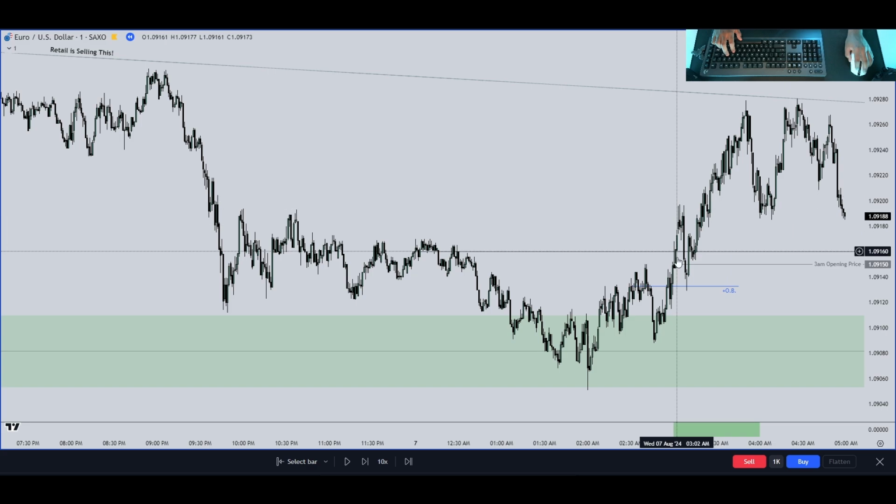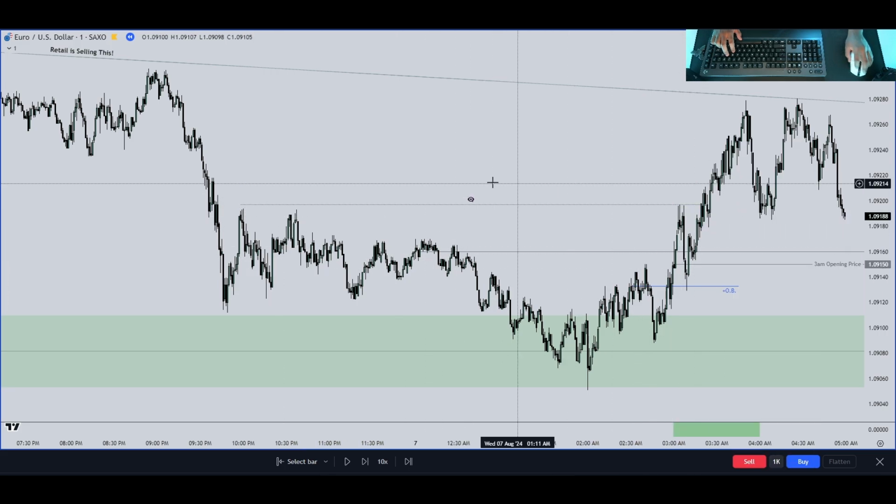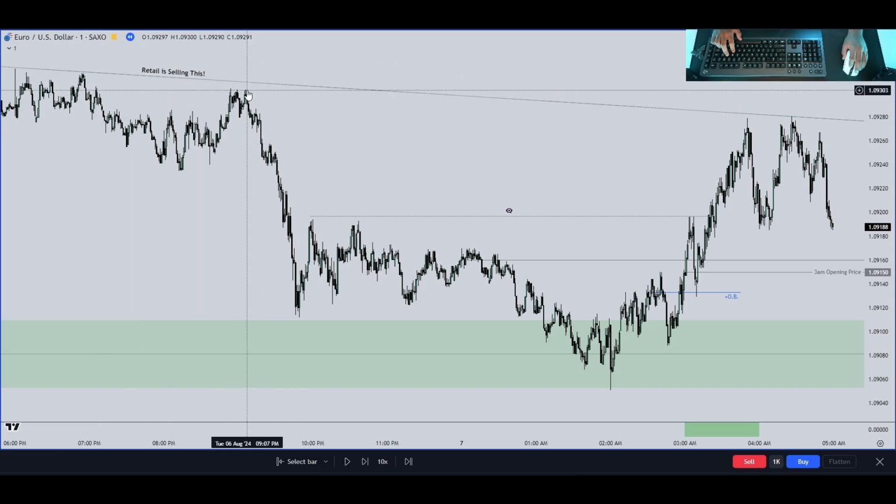It looks like we did take them and we came back, but it's still rather clean. So I'm looking at this as another area where retail is going to be looking to see this as possible resistance. So there's going to be buy stops residing above these highs right here. But remember, our main target is that trend line where retail is trying to sell that trend line specifically.